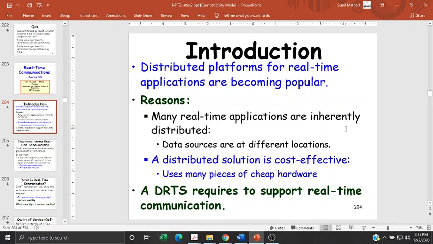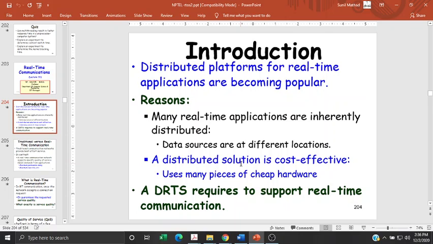SCADA, the example quoted in the first chapter, if you can recollect, is supervisory control and data acquisition, and DCS is distributed control system. That's the normal scenario for systems working with geographically separated stuff. So inherently they're distributed. Data sources are at different locations. So I have sensors and actuators. That's how the system is distributed over a geographical area.